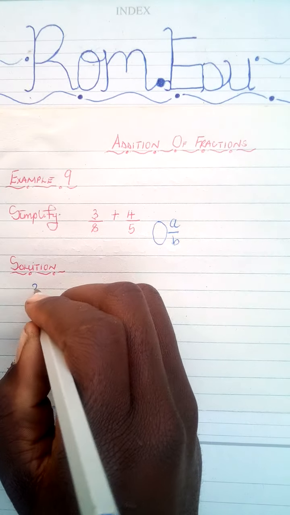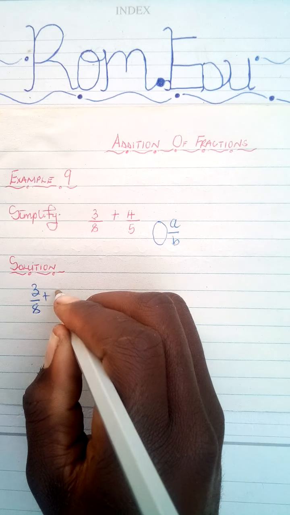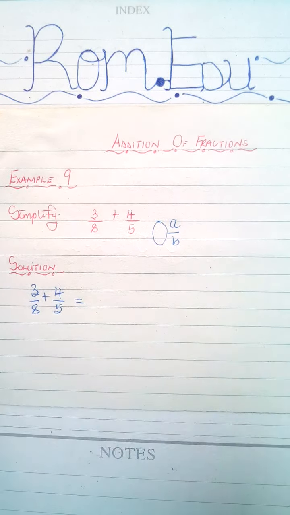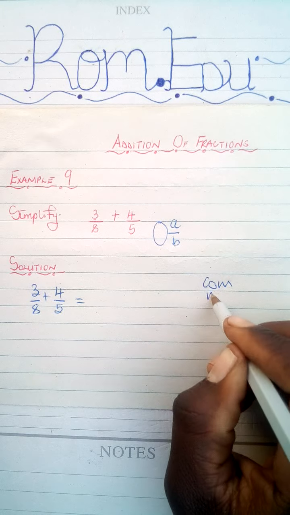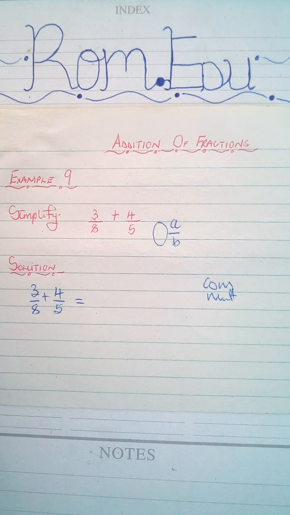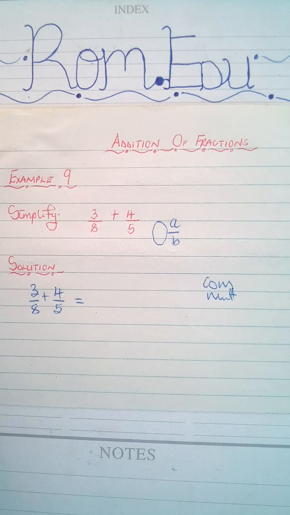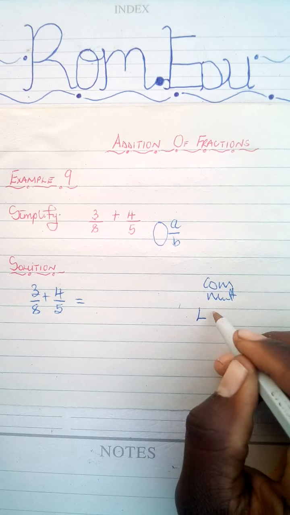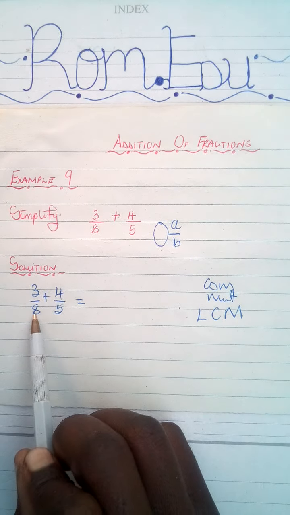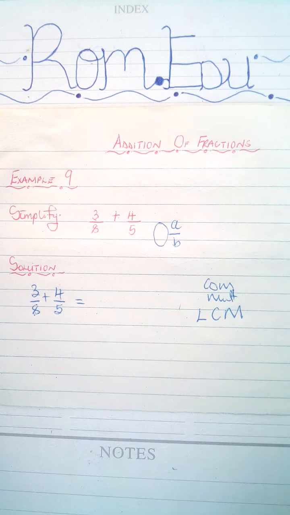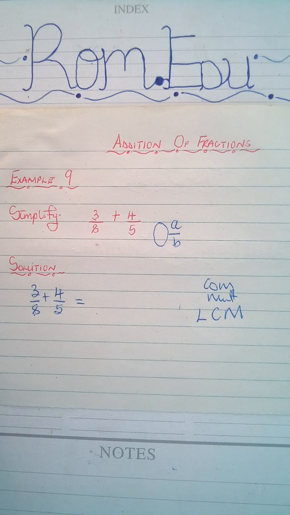Now, we have 3 over 8 being added to 4 over 5. The first thing we're going to look at is to find a common multiple. Remember, in the previous lesson we defined what we call a common multiple. In other cases we can say the LCM, which is the lowest common multiple. What we are referring to is the smallest number that is divisible by 8 and 5. But not finding the LCM doesn't make your solution impossible.